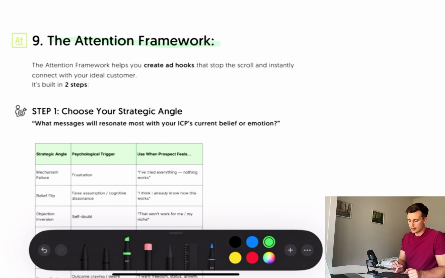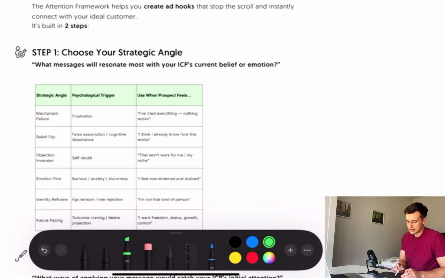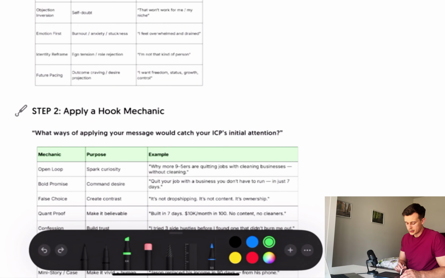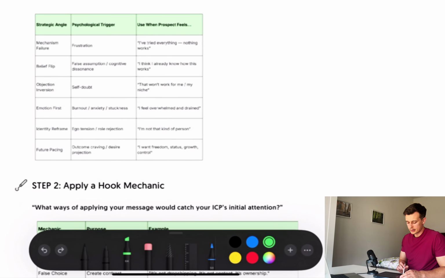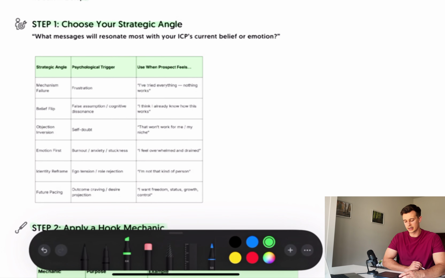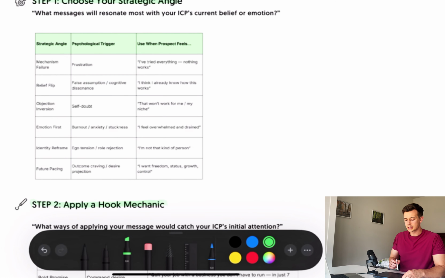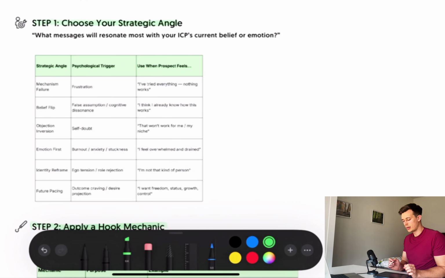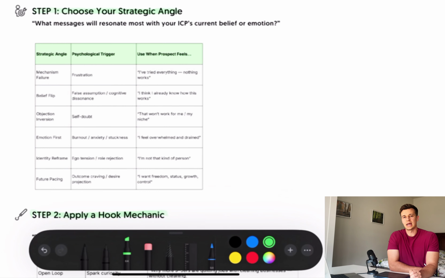The attention framework helps you create ad hooks that stop the scroll and instantly connect with your ideal customer. It happens in 2 steps, as we slightly mentioned in the last video: step 1 is choosing the strategic angle, and step 2 is applying a hook mechanic. When it comes to the strategic angle, we're asking ourselves what message will resonate most with our ICP's current belief or emotion. That's a way to get in and catch attention.